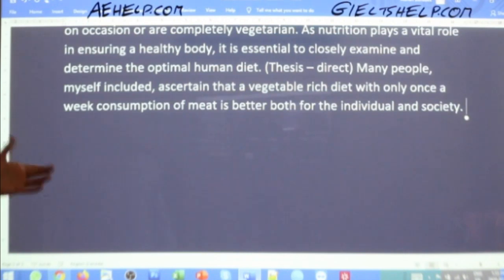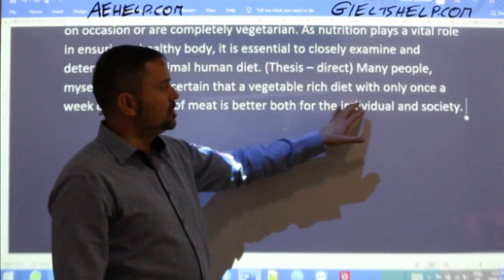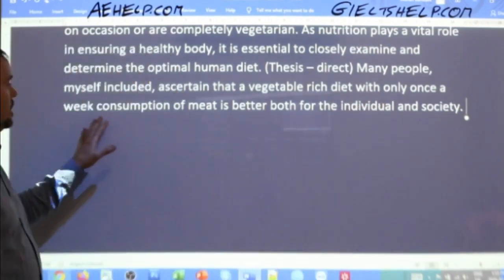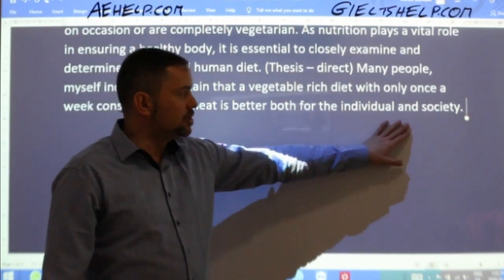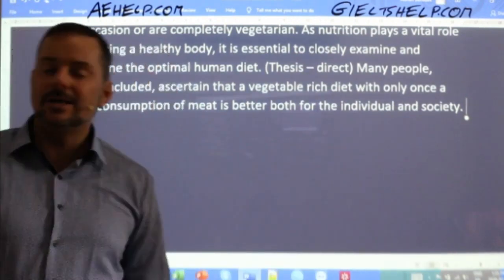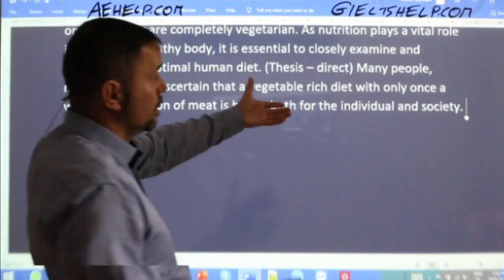So many people, myself included, ascertain that a vegetable-rich diet with only once a week consumption of meat is better both for the individual and society. So that's my thesis. Yours can be different. You can use different words.